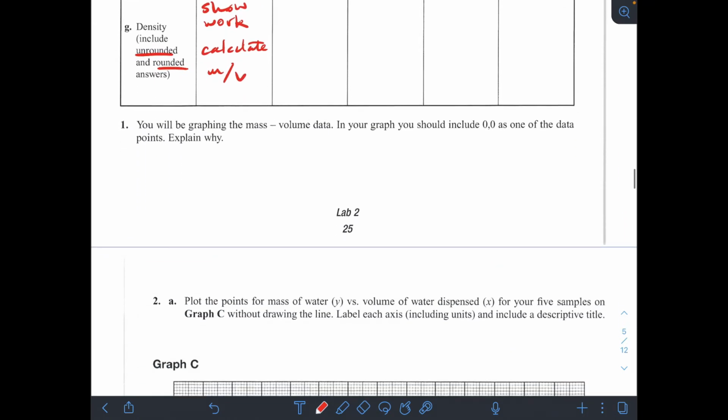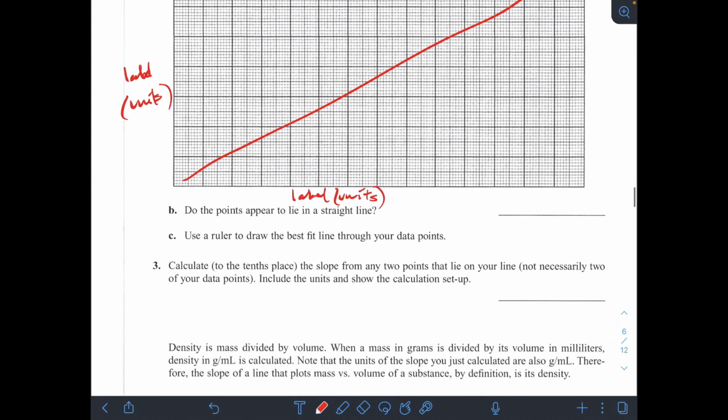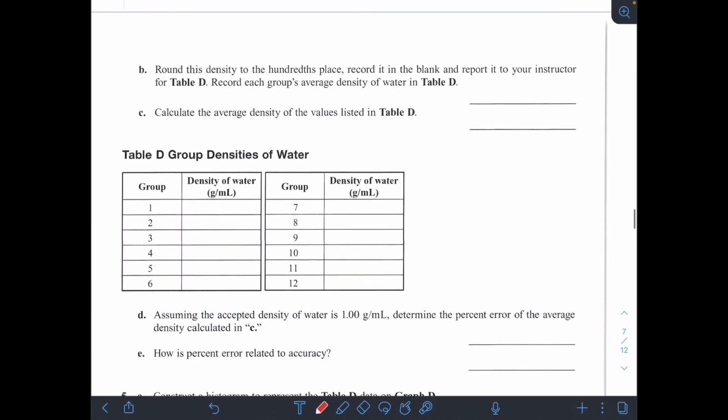All right. Let's see. So, and then you're going to take that student data, make another graph, make sure it has title, labels with units, label with units, right? Make sure it takes up the entire graph, all that good stuff, right? Calculating a slope, make sure you use points that lie on the line, not necessarily your own data points, okay? This is always how this goes.